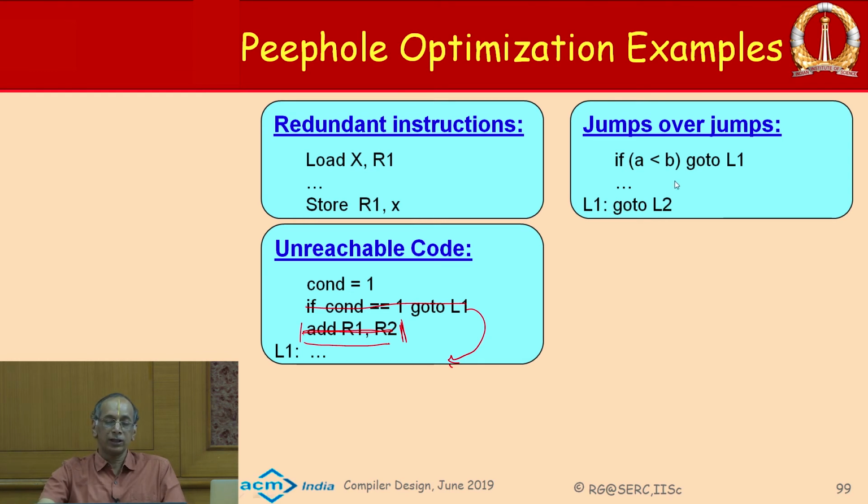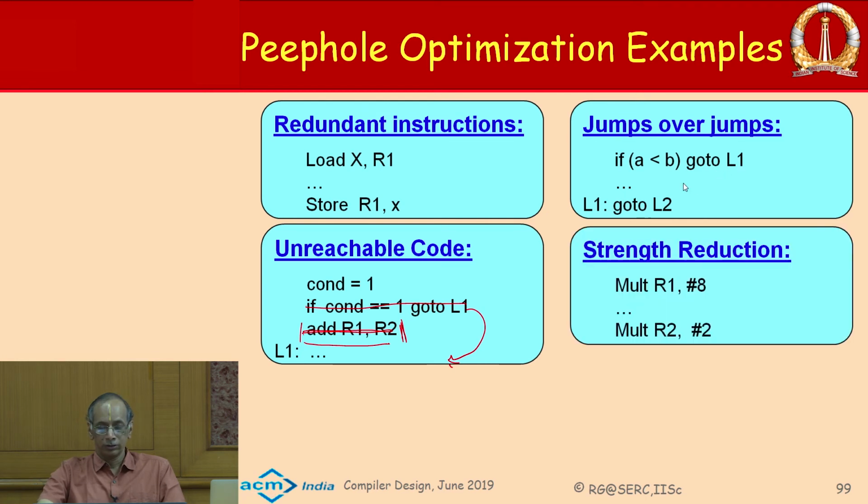So, here is another example where you have what is called a jump over jump. Here you have a less than b, go to L1, and then in L1 you say go to L2. If you look at these two things together, you could have replaced this and said go to L2. Strength reduction essentially says that instead of using some more expensive operations, you could have used other operations.